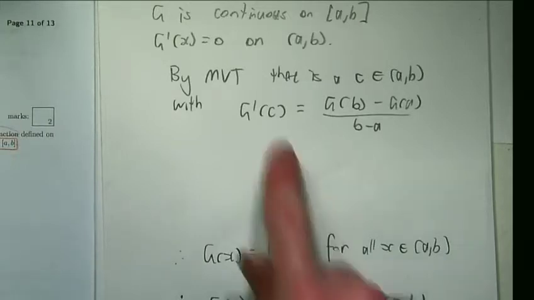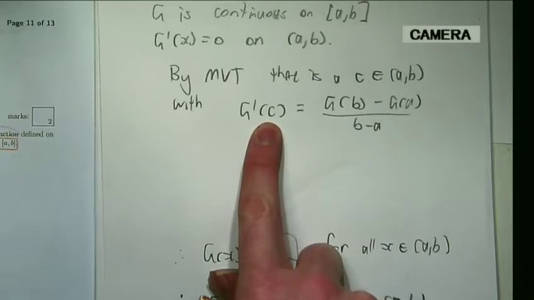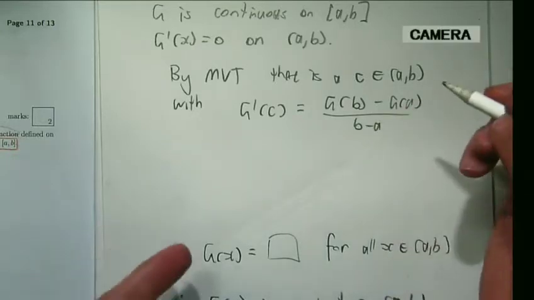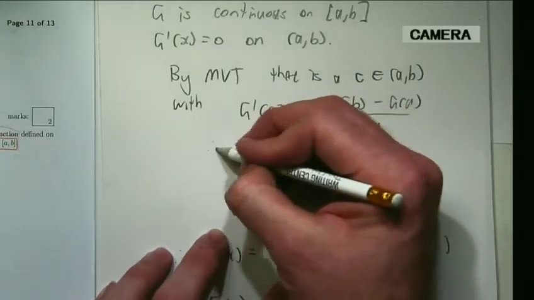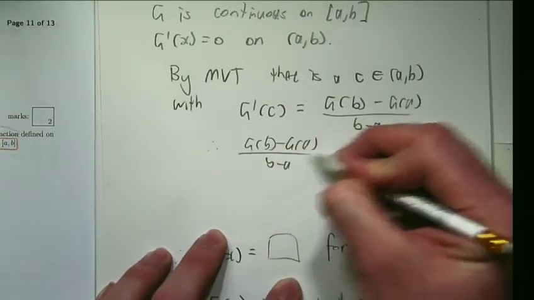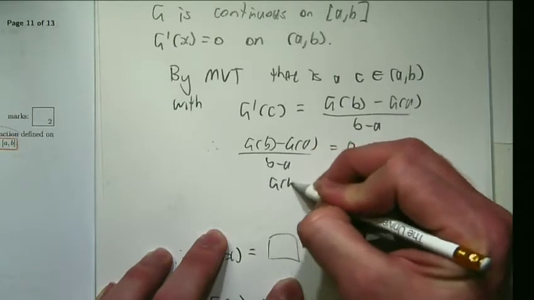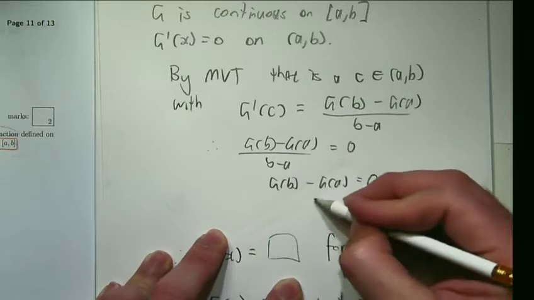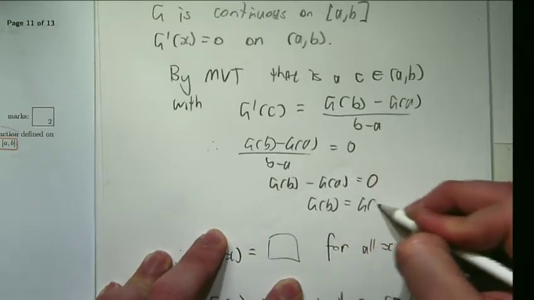All right, well, I do know that g dash c is 0, right? Because I've been told that g dash is always 0. Okay, well, I'm going to give this a go. I might have to fix my proof in a second. So we've got that, therefore (g(b) - g(a))/(b - a) is 0, so g(b) - g(a) equals 0 because we can times by the b minus a, so g(b) equals g(a).